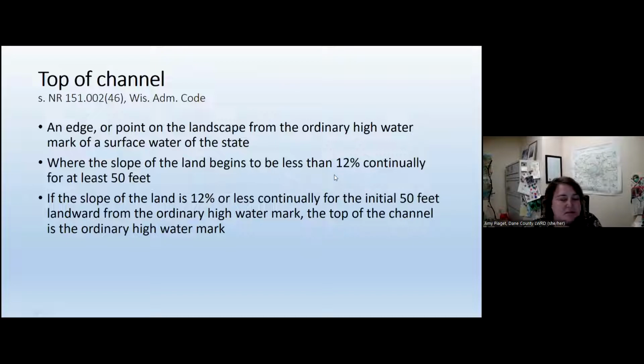In steeper areas, so not all of the state, but in steeper areas, the 12% continually for 50 feet, that's getting at those steep slopes along a stream corridor, and the top of channel may not be until much further in the landscape. And then for those areas where it's less than 12%, the top of channel would still be the ordinary high water mark. So these are all nuances to navigate as you're looking through these standards.